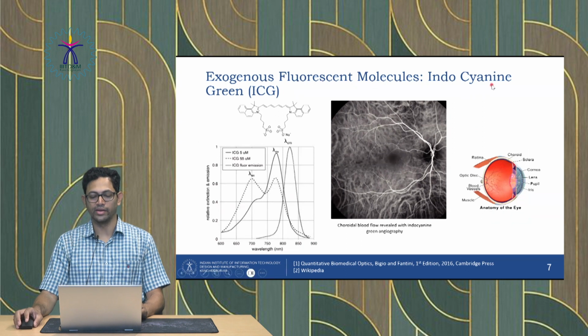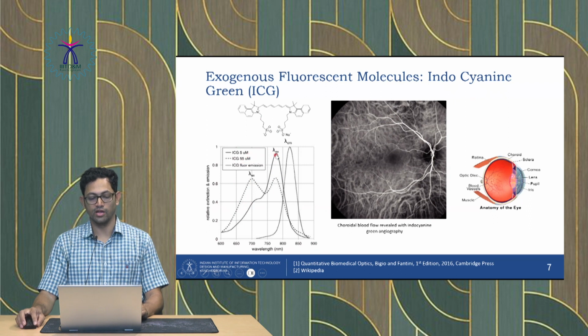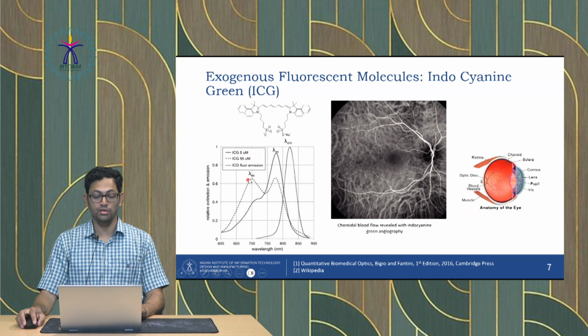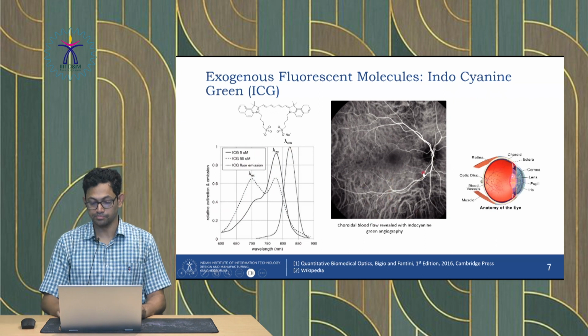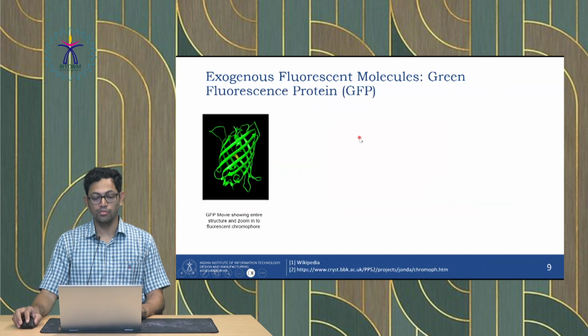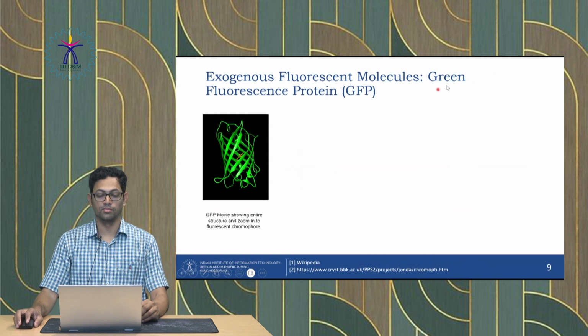One more significantly used molecule is indocyanine green. This molecule has excitation around 780 nanometers. It also depends on the molar concentration. Here you can see that if it is 5 micromolar, then it has absorption at around 780. With a higher concentration of around 700 micromolar, the emission peak is around 725 nanometers. So, this is an example of choroidal blood flow imaged using ICG within the eye. Okay. What you see on the left top side is the chemical composition of the molecule. Okay. One more molecule that has been used significantly is green fluorescence protein.